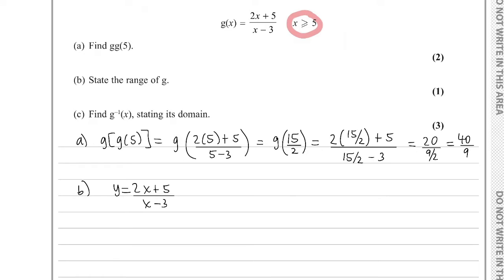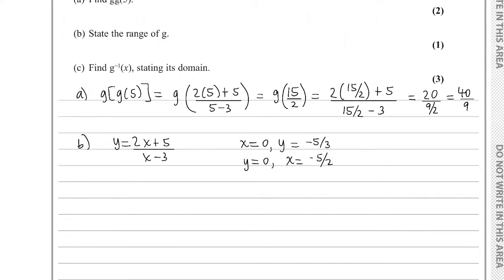So we can easily see that when x is 0, y will be minus 5 over 3. And also if y is 0, then the numerator must be 0. That means that x must be minus 5 over 2. So we managed to determine the cuts on the axes. There is obviously an asymptote at x is 3. That's the vertical asymptote.